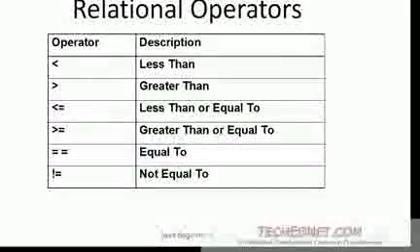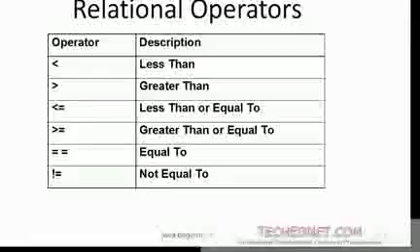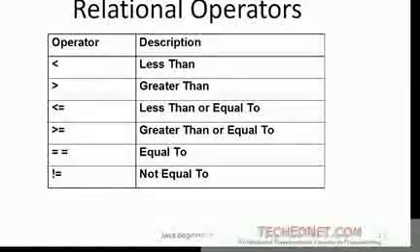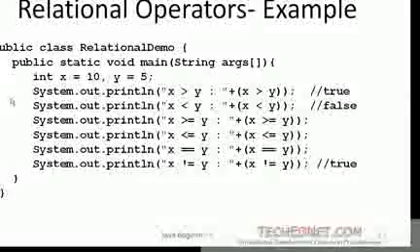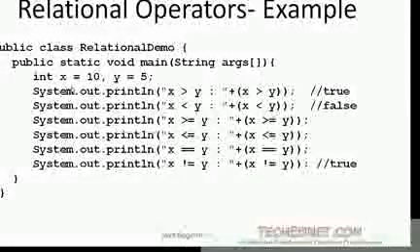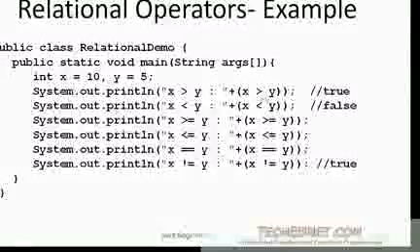Here we have the relational operators. So if you want to compare two things, for example, compare two numbers, whether one is greater than the other, one is less than the other, are they exactly equal or not equal, you have all of these operators available. On the next page, I have a couple of examples, and I suggest that you take this program and try running it. For example, here x is 10 and y is 5. So if I ask, is x greater than y, the answer is going to be true.